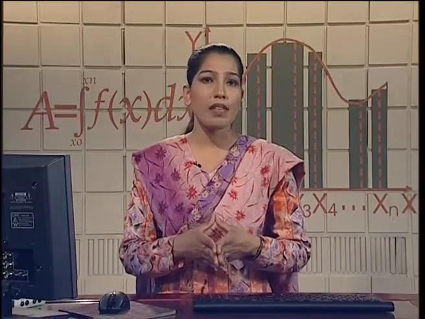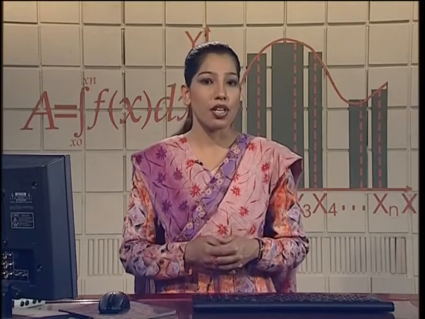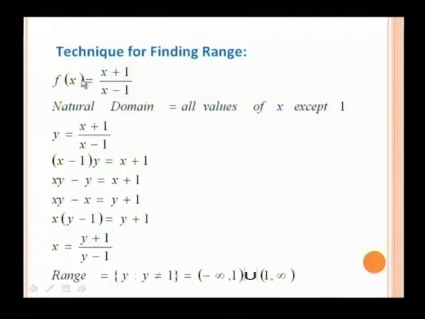As I told you, we can simply find out range by putting the values of x, or the values of domain, in the function, which results in the range. Here we will consider another way to find out range, which is the natural domain method. You can see an example on the screen. If we have a function which is x plus 1 divided by x minus 1, for this example the natural domain is all the values of x except 1, because if we put 1 in this function it would make the denominator 0 and the function results in infinity, which does not exist.